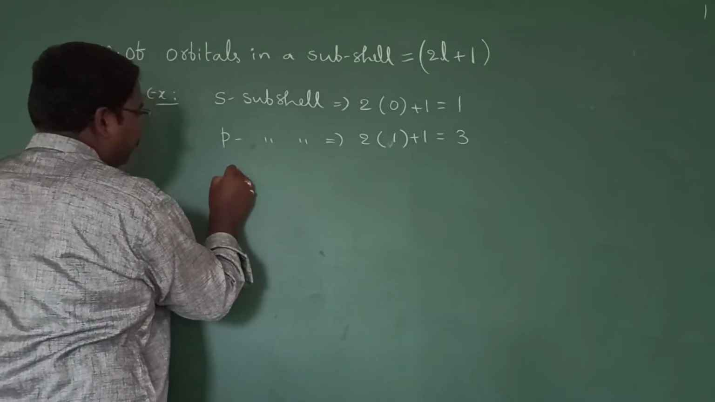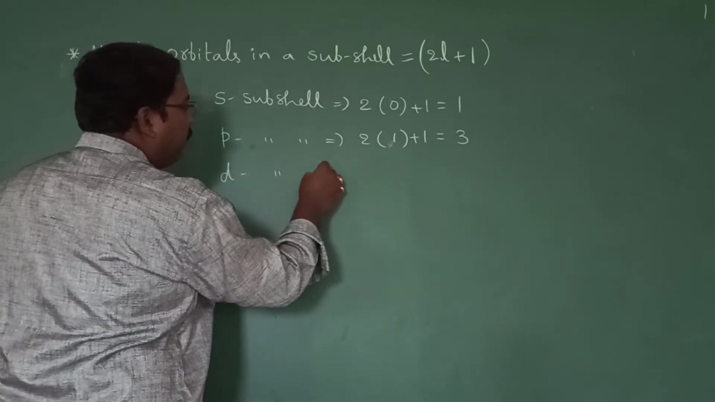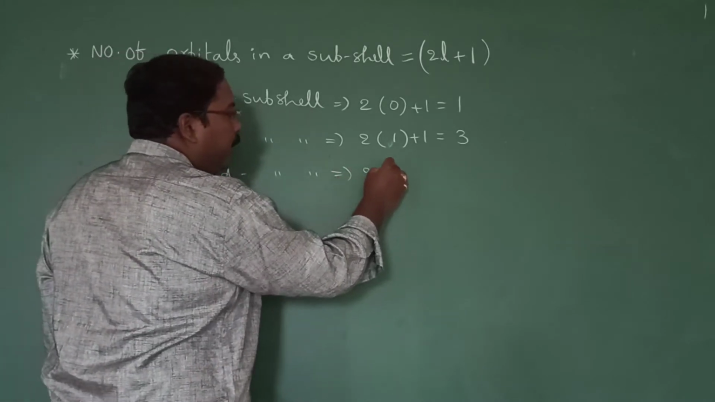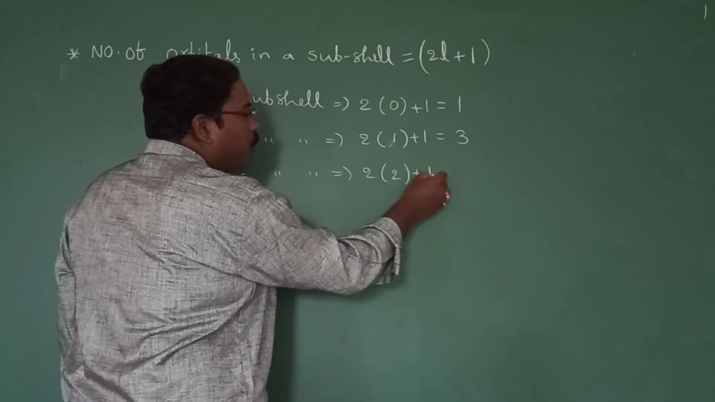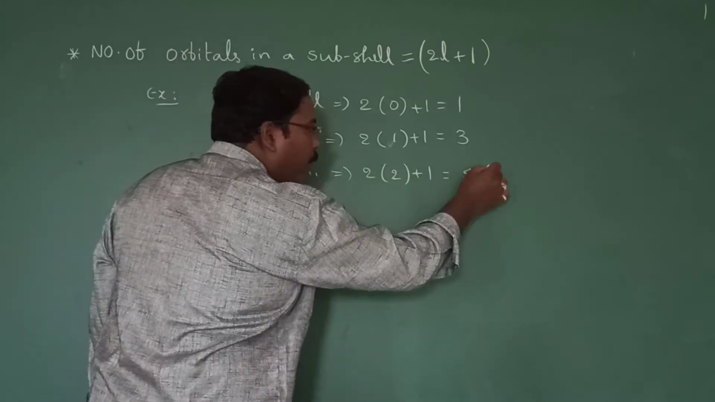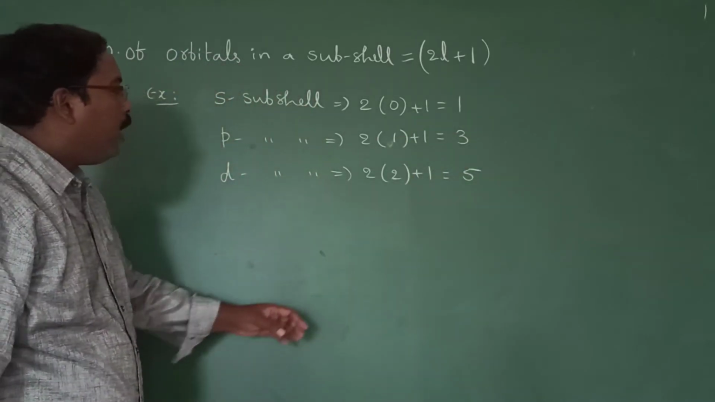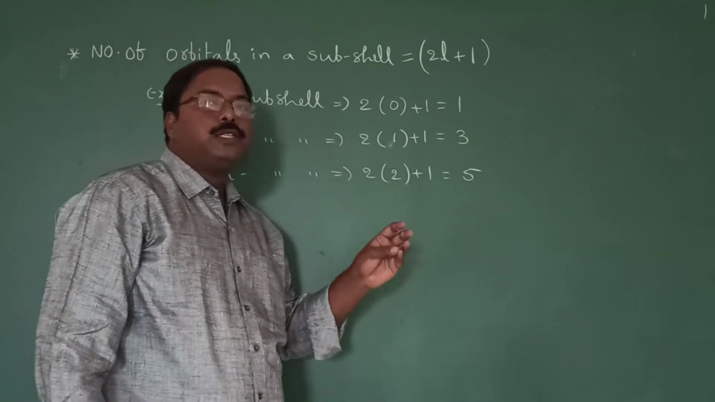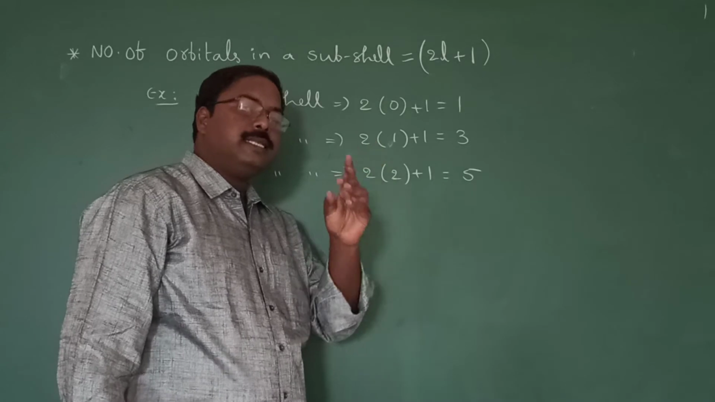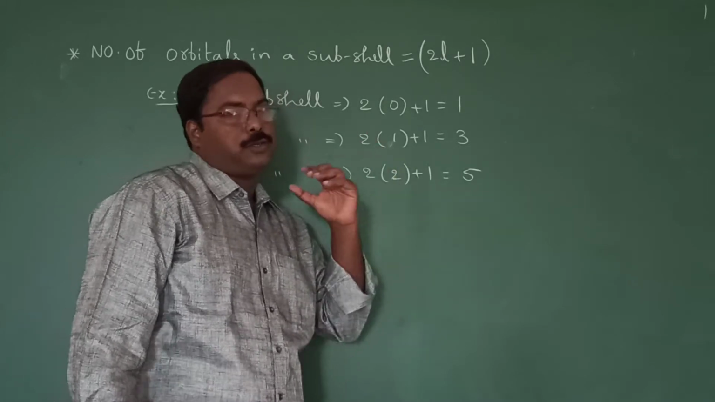Now, for d subshell, 2 into its l value, which is 2. So 2 2s are 4 plus 1, 5. Okay? What are the 5 values we got for d subshell? Minus 2, minus 1, 0, plus 1, plus 2.